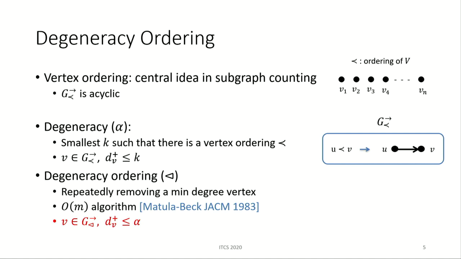Now to the degeneracy ordering. This degeneracy ordering can be obtained by repeatedly removing a minimum degree vertex, and there is a linear time algorithm by Matula and Beck for finding this ordering. And in the corresponding directed graph of the degeneracy ordering, the out-degree is at most alpha, which is the degeneracy.